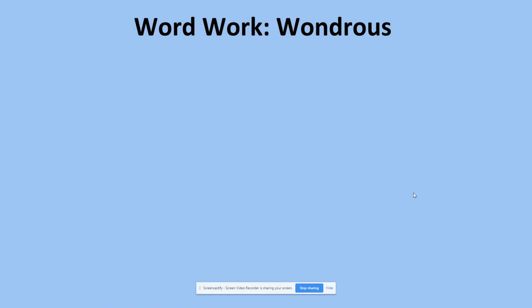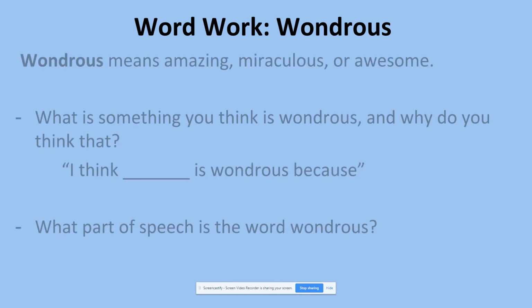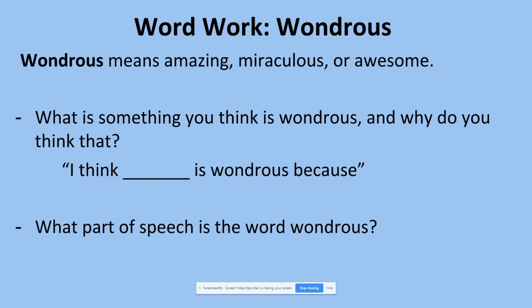So today's word is wondrous. Let's think about the word wondrous. In our reading today, you heard, and which body organ do you think helps your eyes to see? Yes, the wondrous brain. So we were talking about the wondrous brain. Wondrous means amazing, miraculous, or awesome. What is something you think is wondrous? And why do you think that?